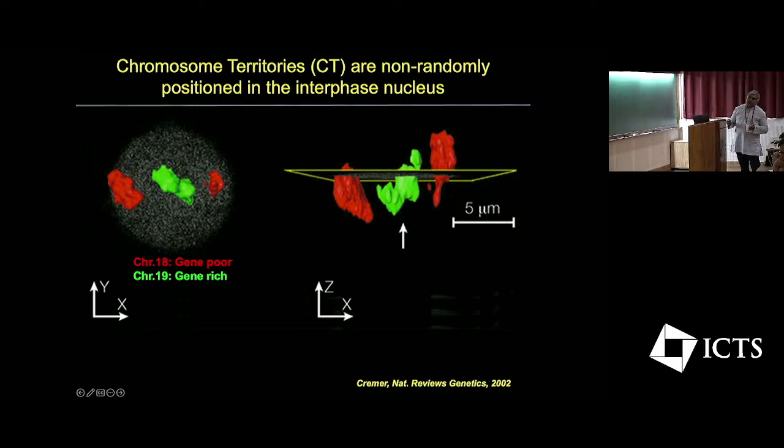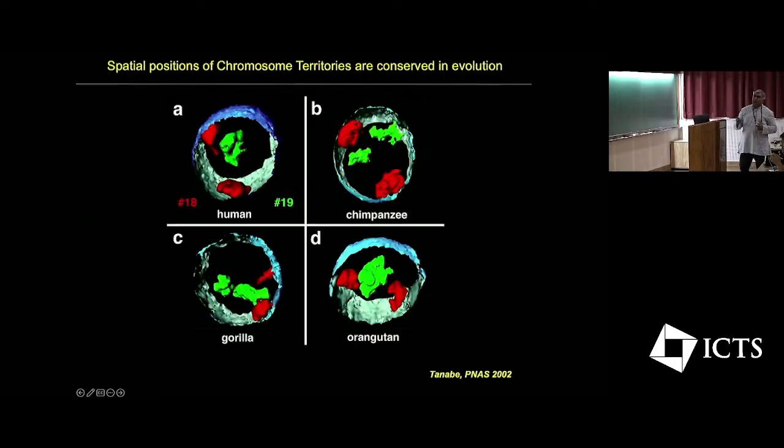So the chromosome territories that are highly gene rich tend to gravitate more towards the center, while the chromosome territories which are gene poor are closer towards the nuclear boundary, which is also associated with the heterochromatin. We all know that. Now, this sort of an arrangement is also highly conserved in evolution.